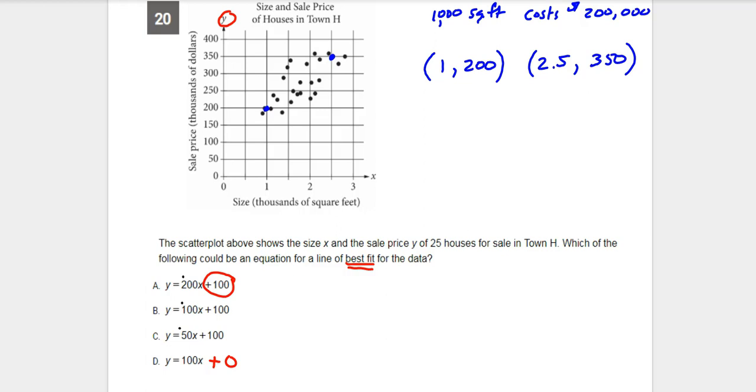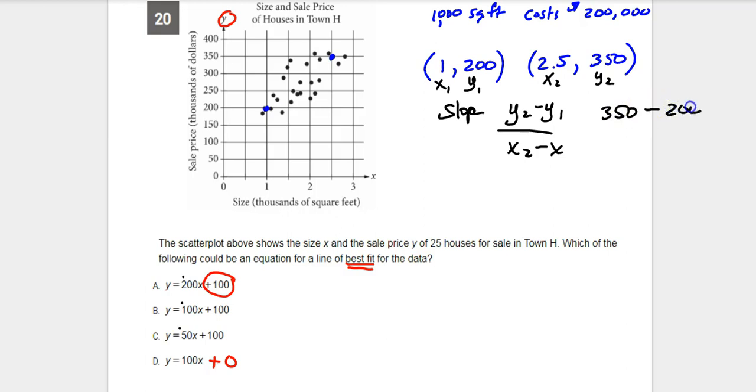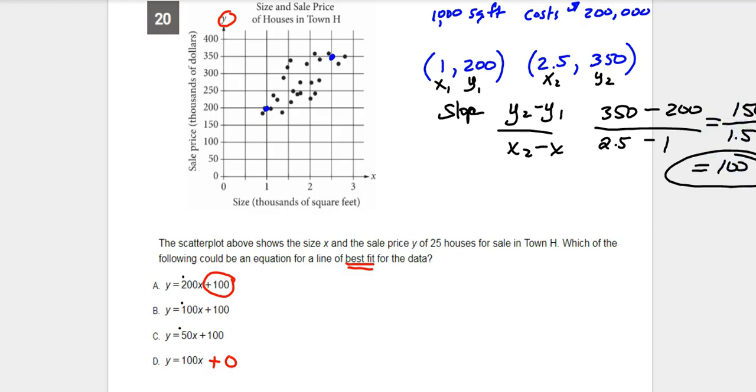So remember from an earlier question, slope is basically y2 minus y1 over x2 minus x1. So this was my first ordered pair, so I'll call it x1, y1. This was my second. Putting in the numbers, we get 350 take away 200 over 2.5 minus 1. And that gives me 150 divided by 1.5, which comes out to be 100. So I think the slope of this line needs to be 100.